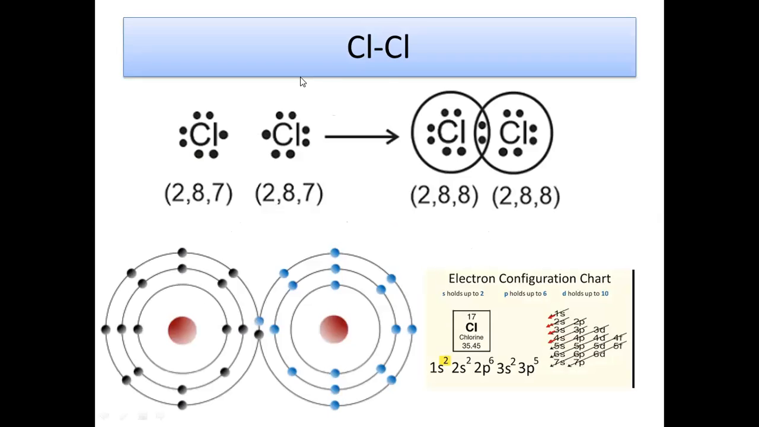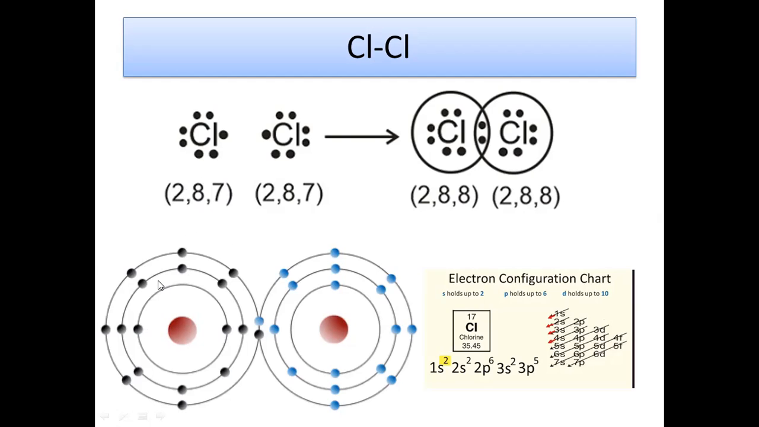Another example is Cl-Cl, that means Cl2 or chlorine gas. Let's see the electronic configuration of the chlorine atom, and this is the valence shell electronic configuration. The first is 2, and then 8, and then 7. It is given over here.